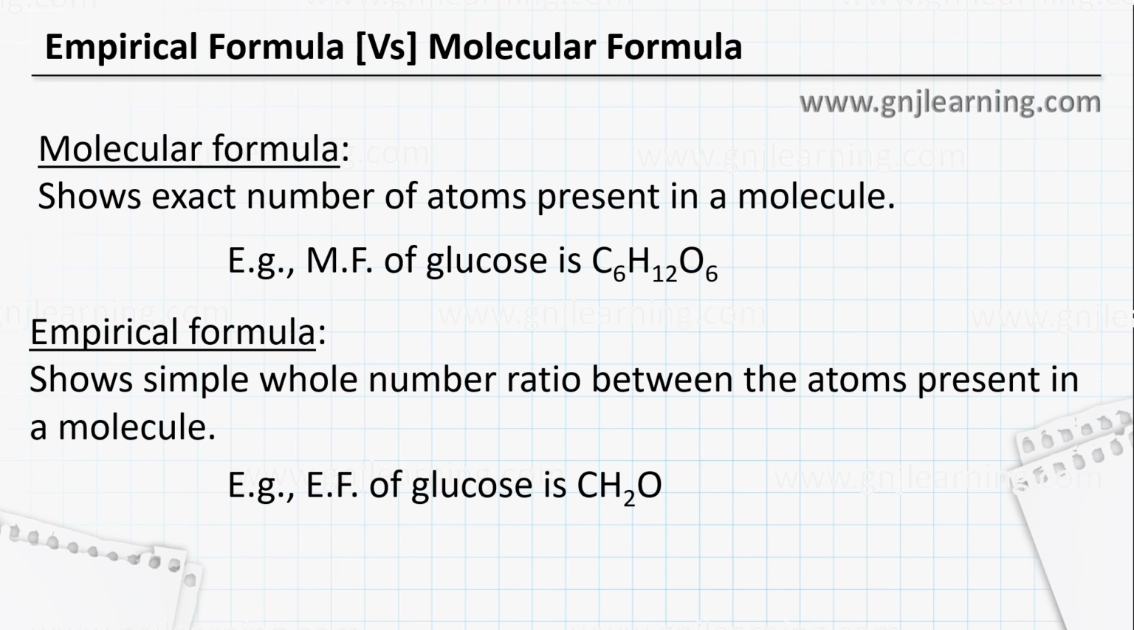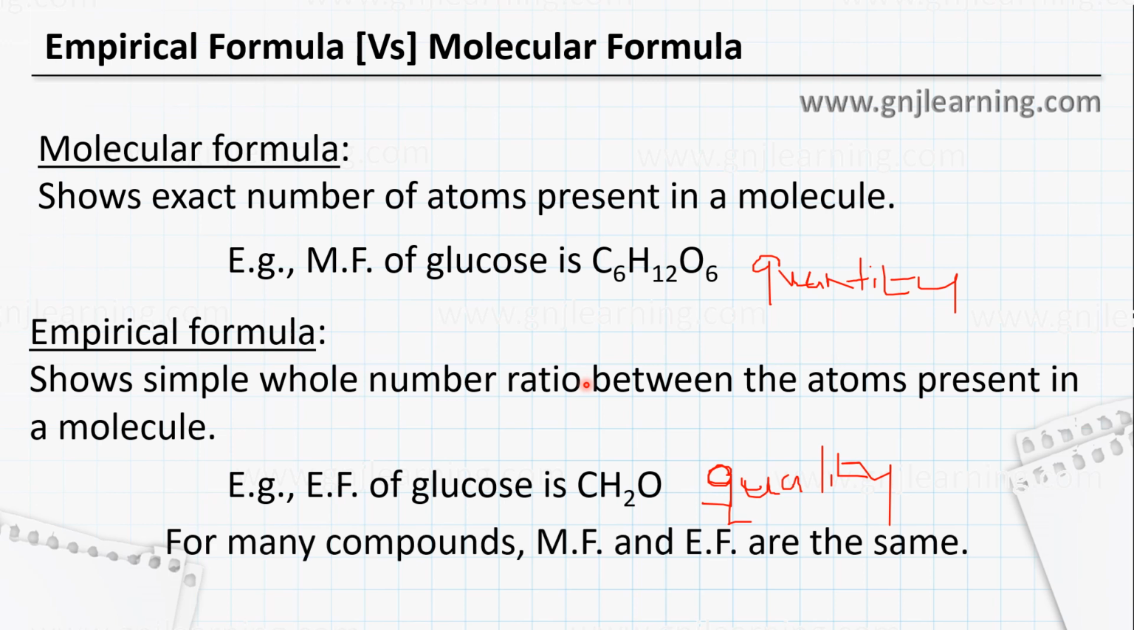So maybe I will write it down because it is not mentioned here. So this is quantity, whereas this is quality. So empirical formula is quality, what atoms are present and their simple whole number ratio, whereas molecular formula is their quantity. Clear?